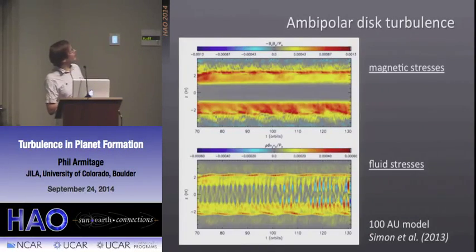Here's just a plot of that. This is now height, again as a function of time. Here you're looking at magnetic stress and fluid stress. Here you can see these magnetically active surface regions, and basically nothing at all going on in the midplane. This is a model appropriate for 100 AU away from the star. You can see there's still some waves penetrating to the midplane, a little bit of fluid stress being produced there.